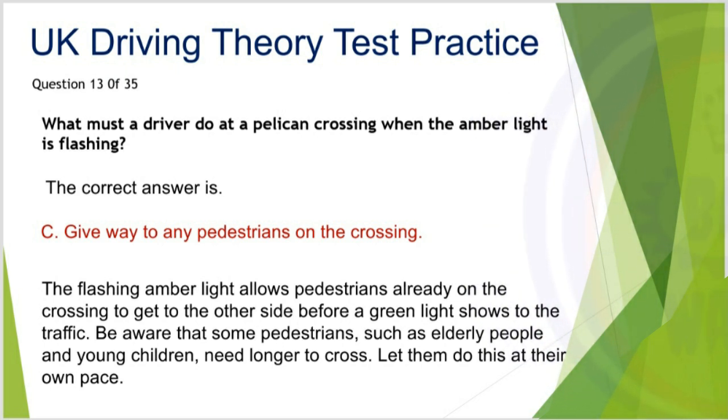The flashing amber light allows pedestrians already on the crossing to get to the other side before a green light shows to the traffic. Be aware that some pedestrians, such as elderly people and young children, need longer to cross. Let them do this at their own pace.